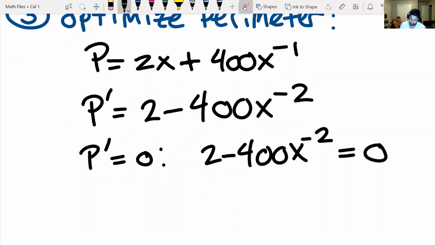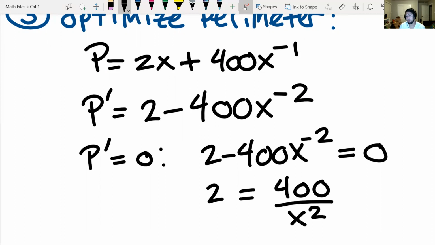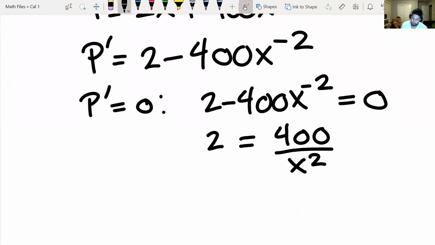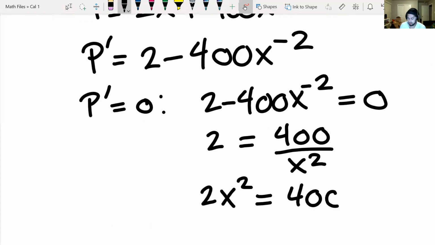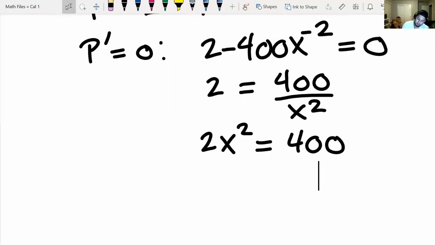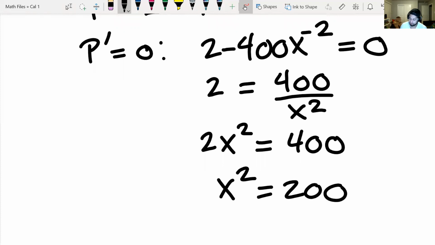Now let's solve for x. I'll get 200 equals 400 over x squared. I just added 400 to the right and flipped x down to the denominator. Now multiply both sides by x squared. I get 2x squared equals 400. Divide by 2. x squared equals 200. And then square root both sides.